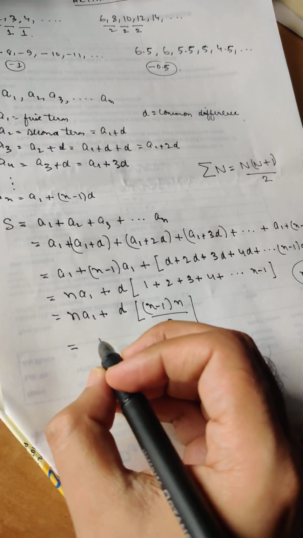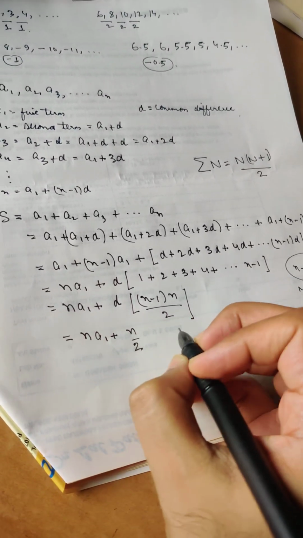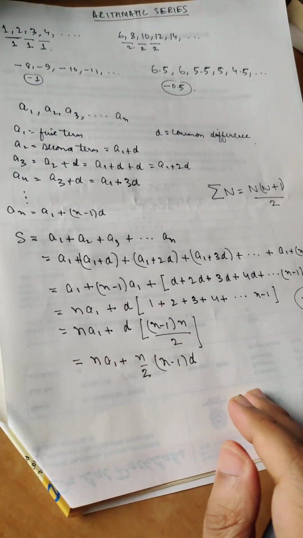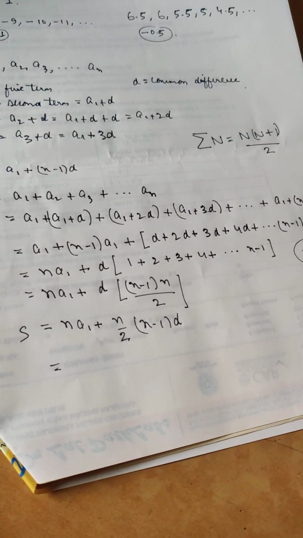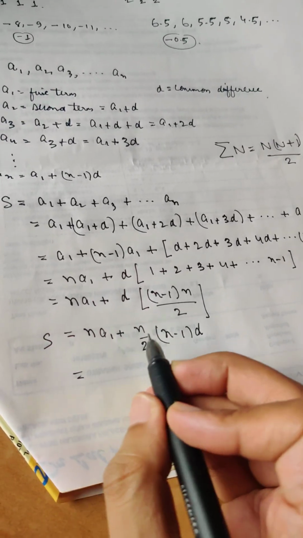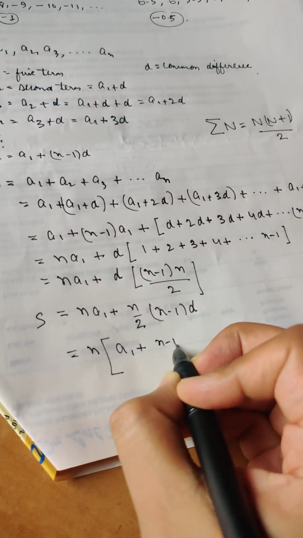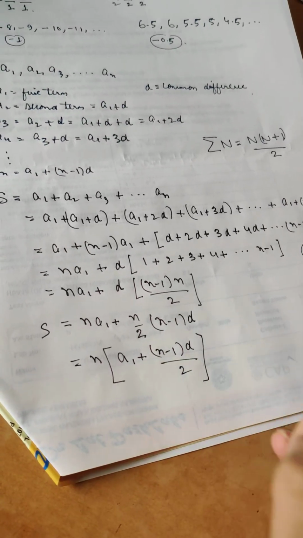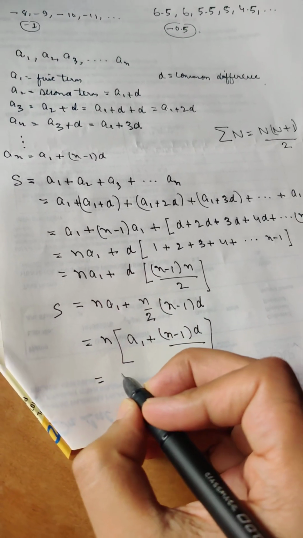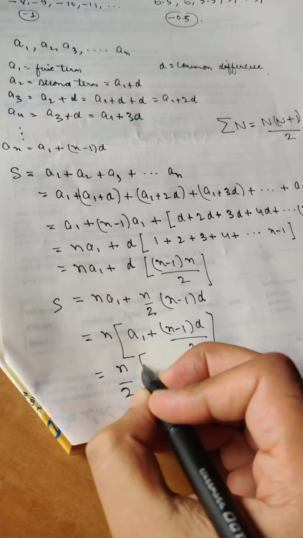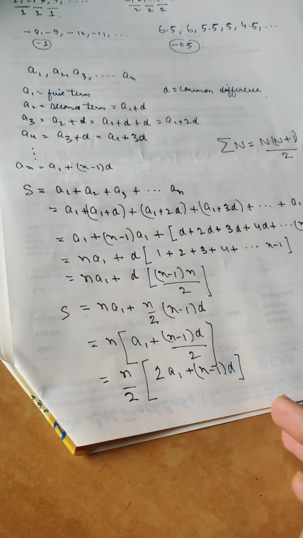Now this can be written as n times a1 plus n by 2 times (n minus 1) d. Now we can take n common from this. So n can be taken out, and this can be written as a1 plus (n minus 1) d by 2. We can multiply this 2 here. We have n by 2, and this would be 2a1 plus (n minus 1) d.